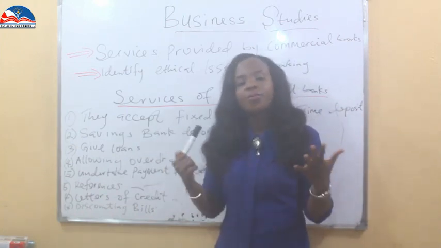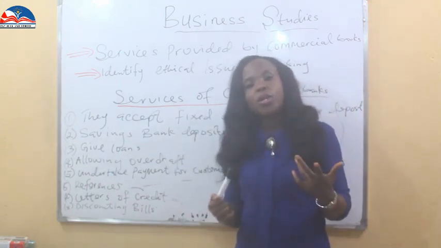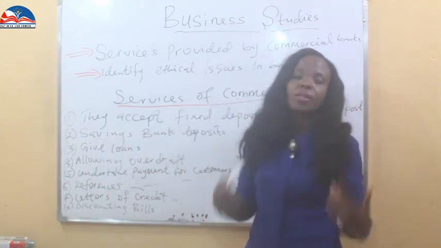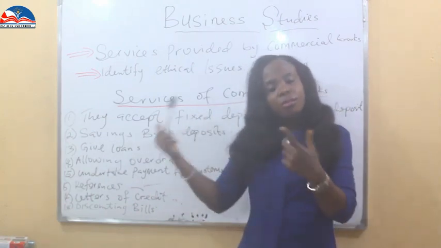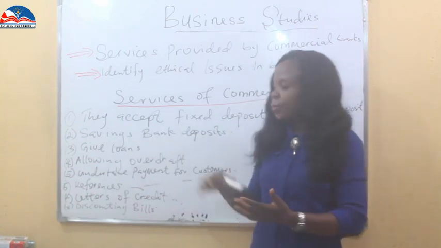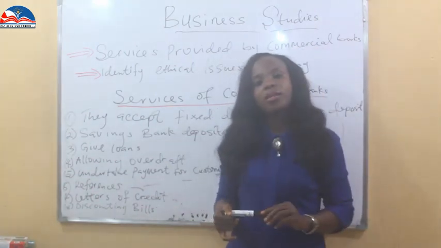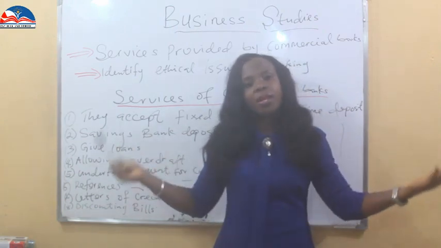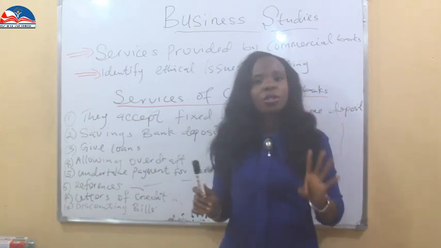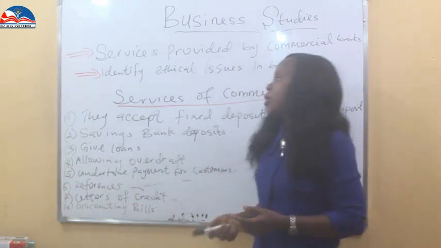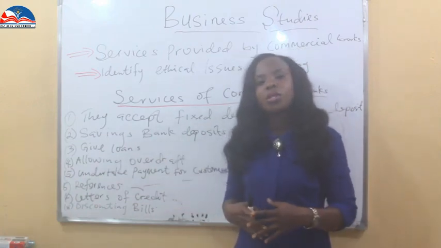What are some of those functions that commercial banks carry out? What are those things that they do for us, their customers? What are those things they do for us, the general public? I will discuss 8 of them in this class. The functions are many. You can get up to 14, but I'm concentrating on just 8. The first one is that they accept fixed deposit or time deposit.